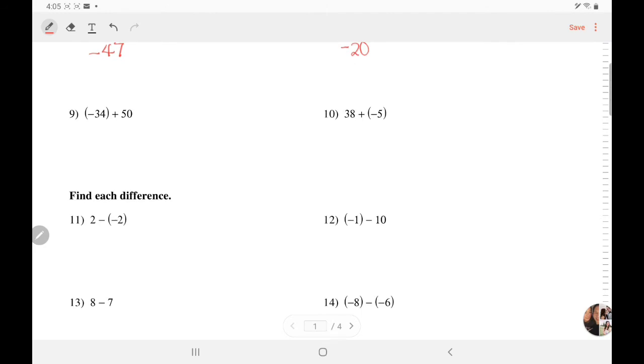In number 9, we use rule number 1. The signs are opposite, so we subtract. 50 minus 34 is 16. And take the sign of the stronger. 50 is stronger and it's positive, so it's just 16.